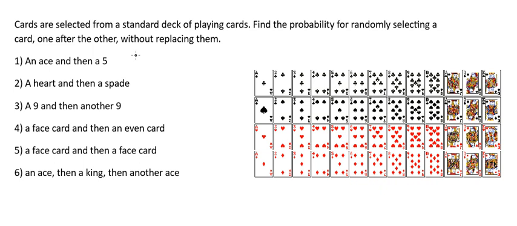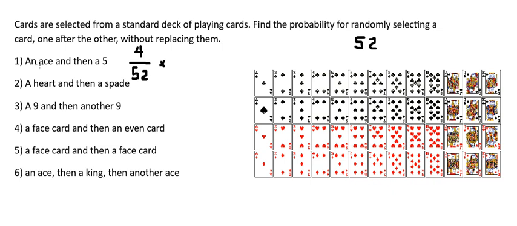So today I will show you how to do probability. Question number 1. We need to select an ace card, then a number 5. We know that there are 4 ace cards in here, so we put 4 over 52, because the number of cards in here is 52.